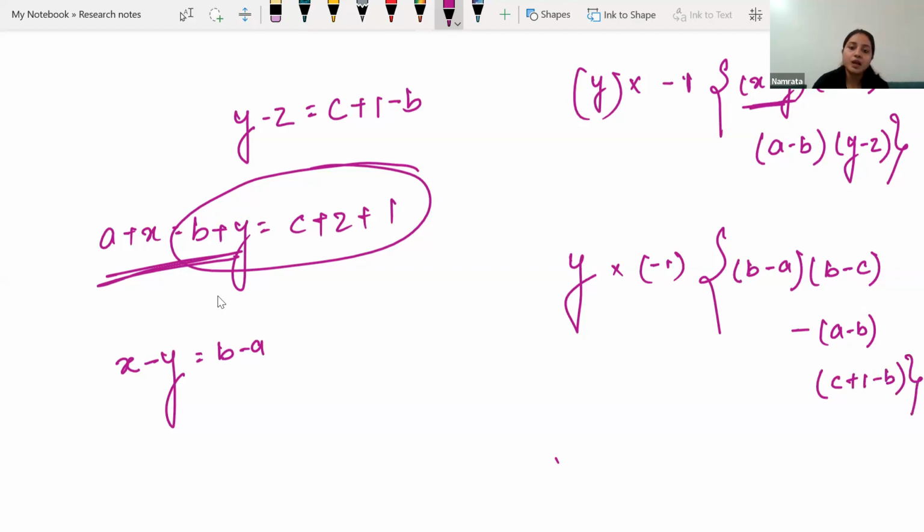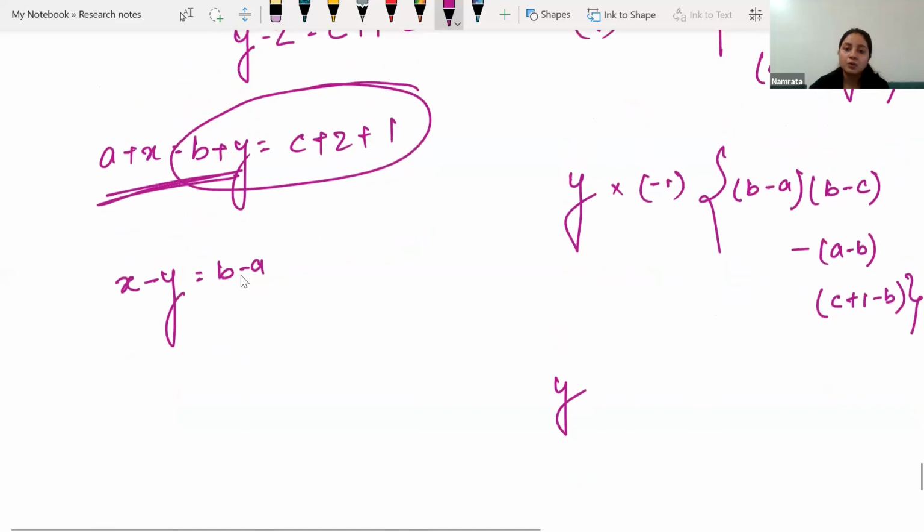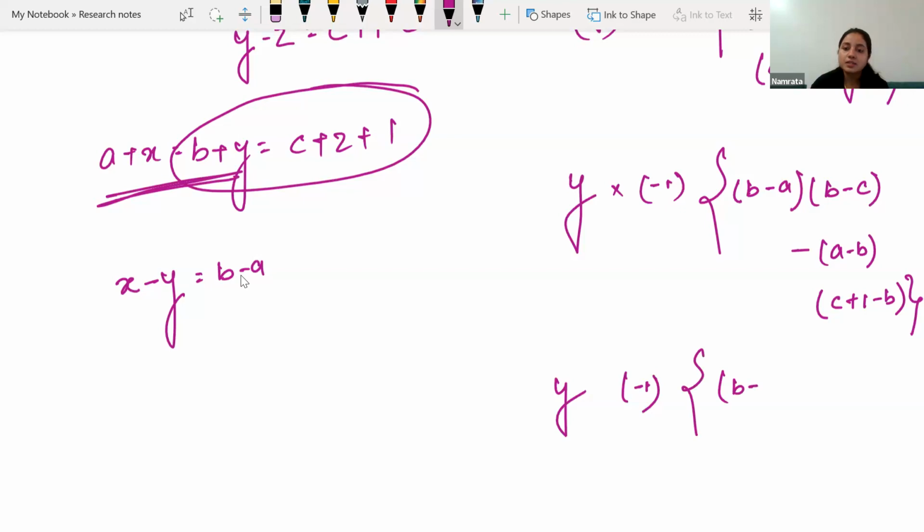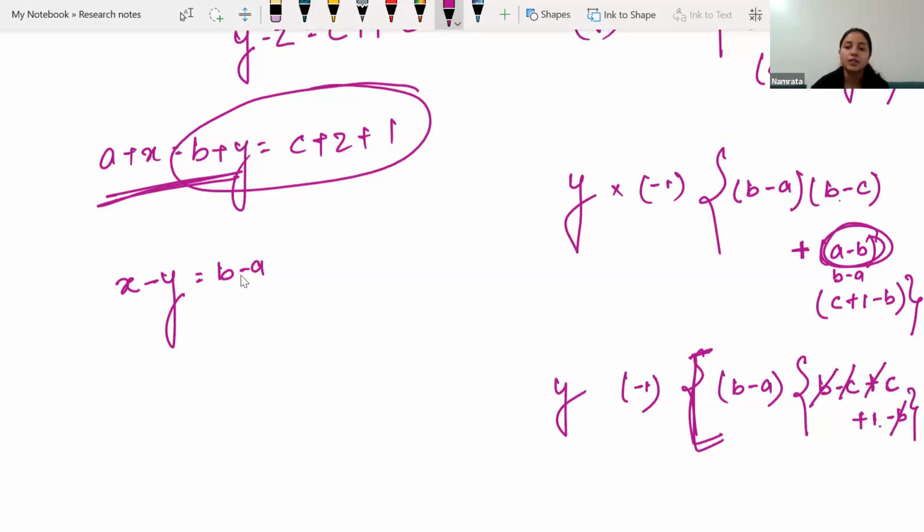Outside y is there. Now minus 1 is there. B minus a is there. Here a minus b is there. So we will take out negative common from here and make it b minus a, so this will become positive. Now we will be taking b minus a common. So what will we be having? We will be having b minus c from the first part, and from the second part, plus c plus 1 minus b. B gone, c gone. We are having plus 1 only.